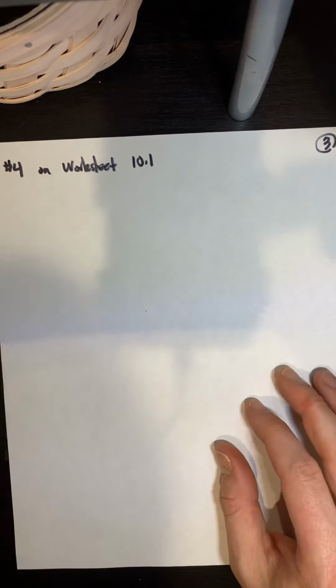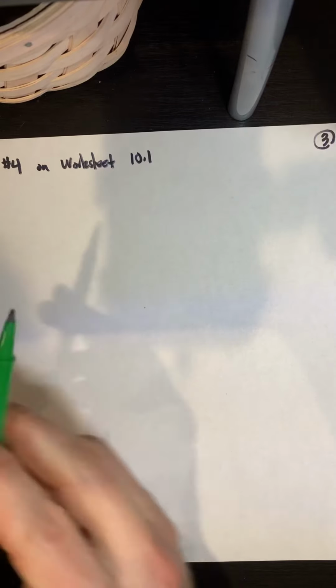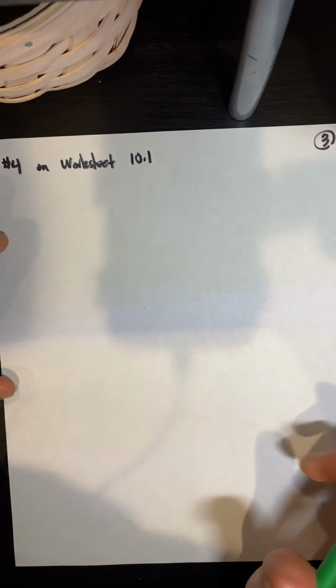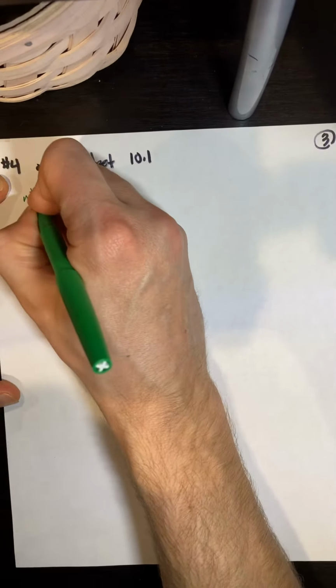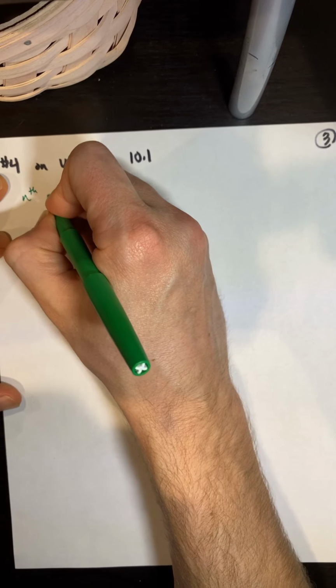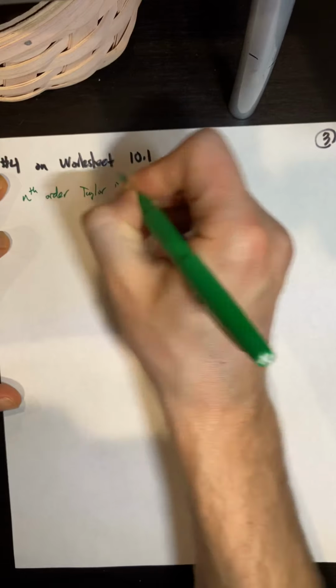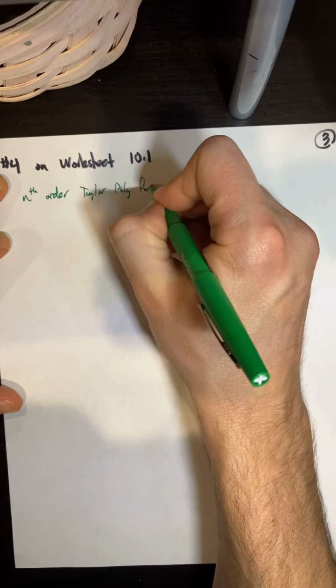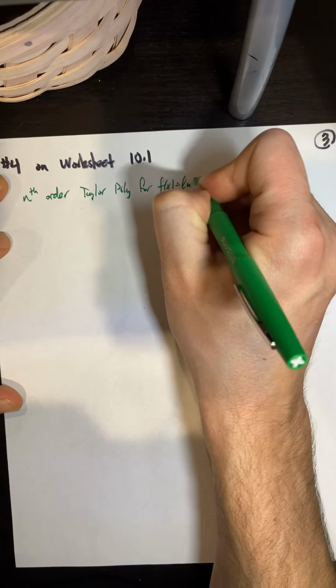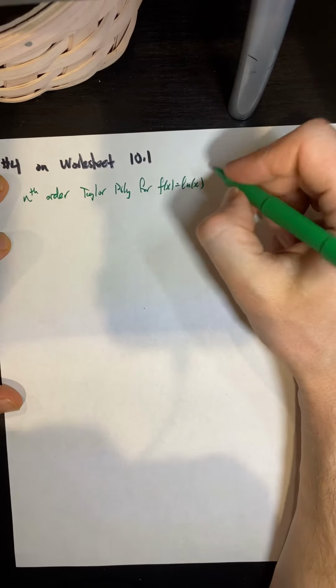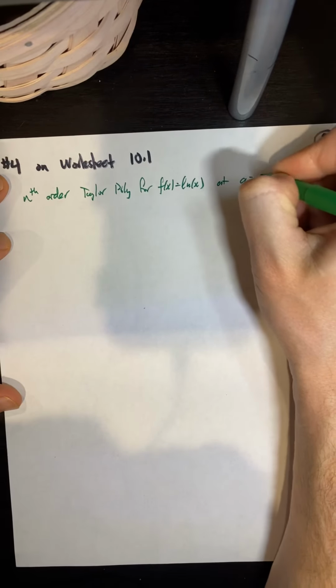So let's do an example where I actually do find the general term of the nth degree polynomial. So this is number 4 on worksheet 10.1, where I ask you to find the nth order or degree Taylor polynomial for f of x equals ln of x, centered at a equals e.